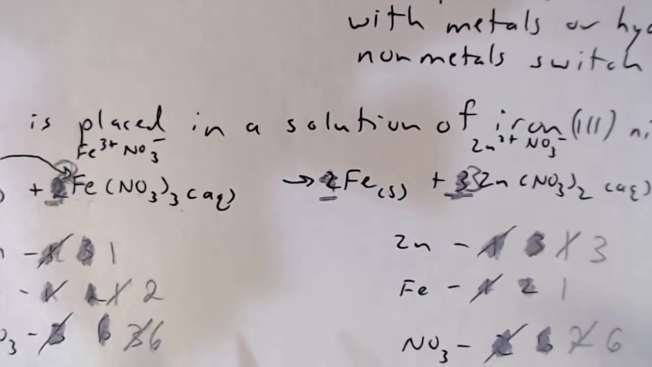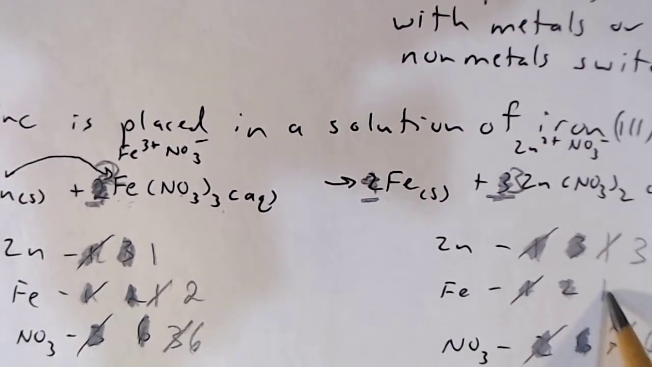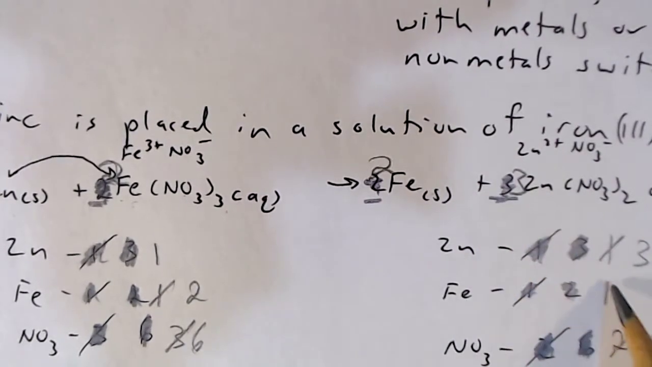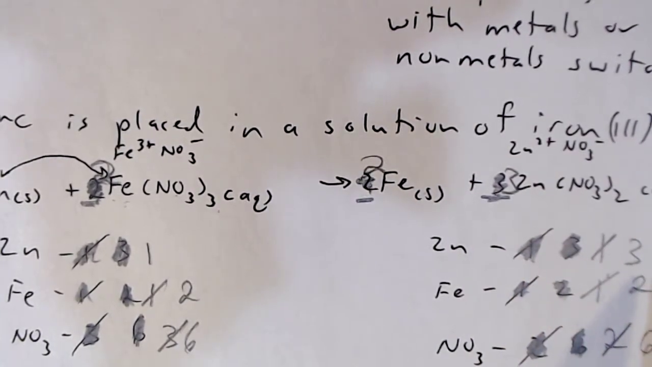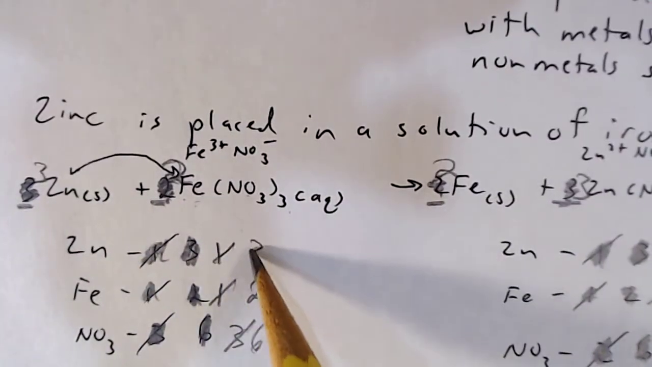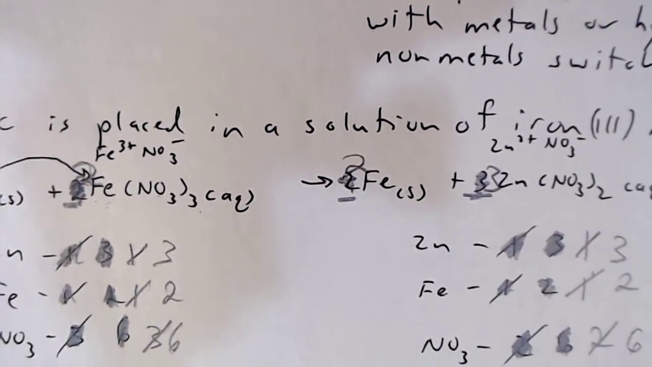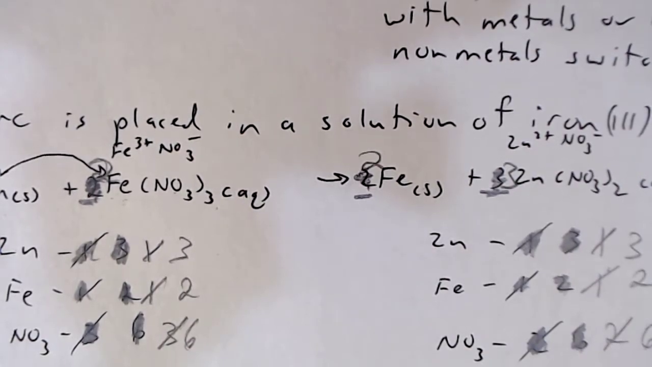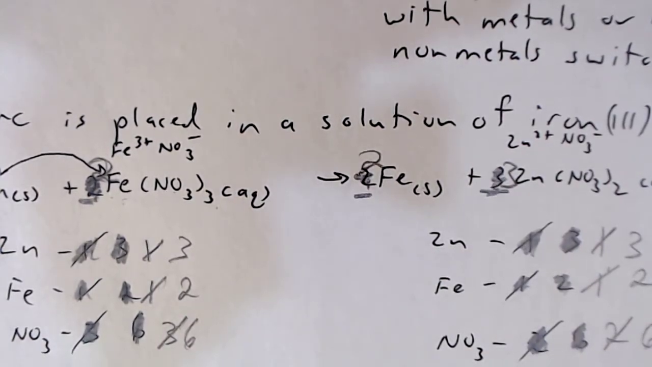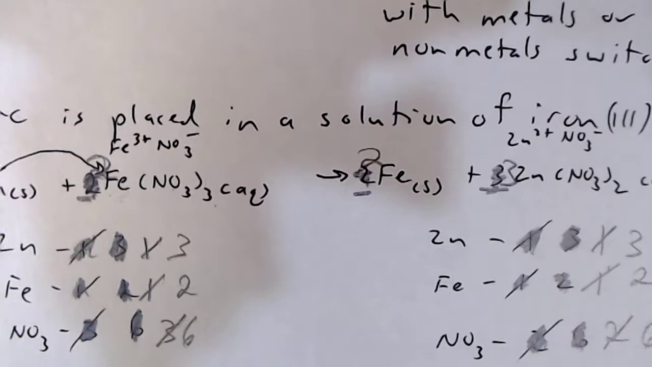All right, so we're balanced for nitrate now, 6 on both sides, but we're not balanced for iron. 2 on the left, 1 on the right. Put a 2 in front of iron over here, and now you've got 2 irons on both sides. And put a 3 in front of zinc over here, and now you have 3 zinc atoms on both sides. Now we've balanced so that there's just as many atoms of each element on both sides of the equation. That way, zinc atoms are not being created or destroyed, and iron atoms are not being created or destroyed. Overall, the number of atoms of each element and the mass will stay the same according to the law of conservation of mass.